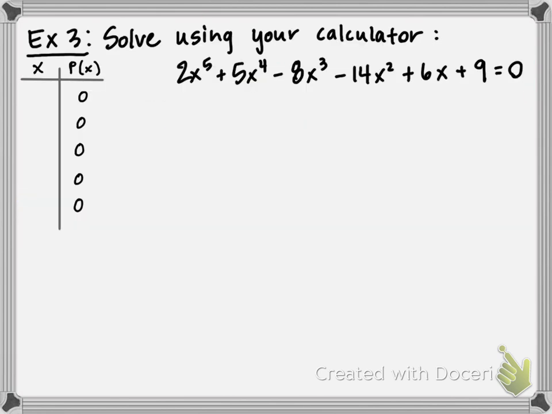Heading to example 3. So this is where we're going to grab that graphing calculator. So when I get my graphing calculator, I'm going to plug into y equals this function: 2x to the 5th plus 5x to the 4th minus 8x cubed minus 14x squared plus 6x plus 9. Then I'd like you to go to the graph of it. Notice the graph shape. And if you look at your graph, you'll see that we have 4 times that it crosses the x-axis, where one of those zeros looks to be a double root.